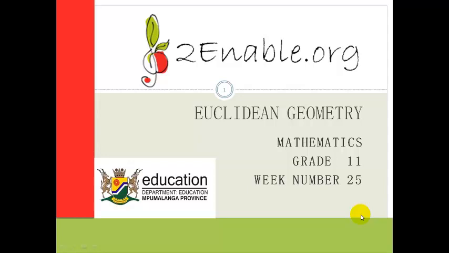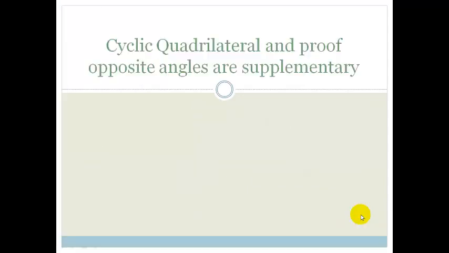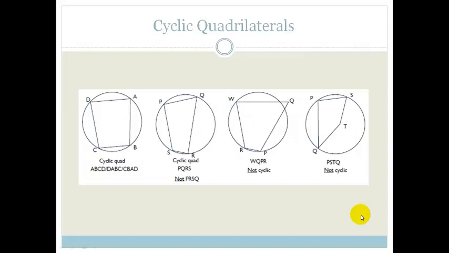In this lesson, we're carrying on with Euclidean geometry, but we're introducing you to a new concept, and that is cyclic quadrilaterals. And then we're going to do two proofs on them. So first of all, what is a cyclic quadrilateral?